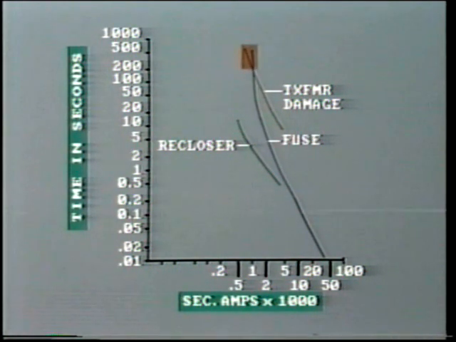However, if the secondary fault level is low, the high voltage fuse may not clear. In fact, it may not even detect a low-level fault in the secondary winding. We'll be talking more about this problem later in the tape.